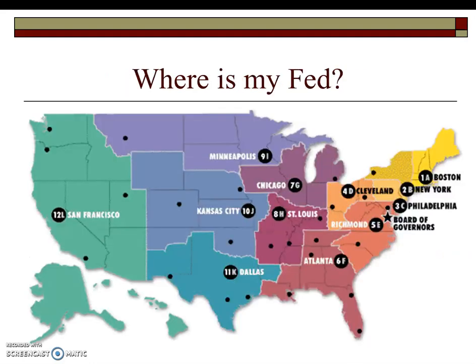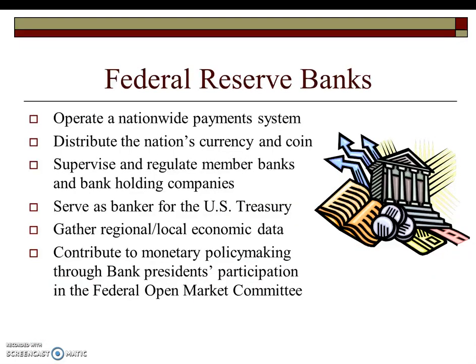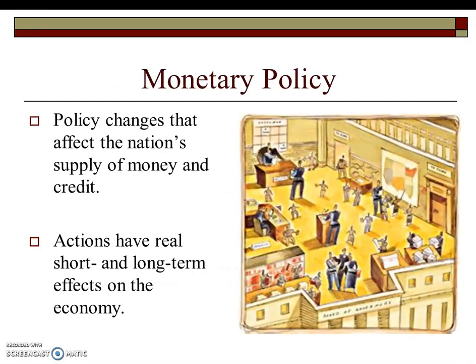And if I go back, all of these member banks, these Federal Reserve banks, are the ones that are doing all of these things. So they're operating the payment system and distributing the currency and coin, all that kind of stuff. So Dallas has quite a bit of responsibility. Okay, so getting to monetary policy, what does that mean? Monetary policy are policy changes that affect the nation's supply of money and credit. When these policies are put into place, they have real short and long-term effects on the economy.